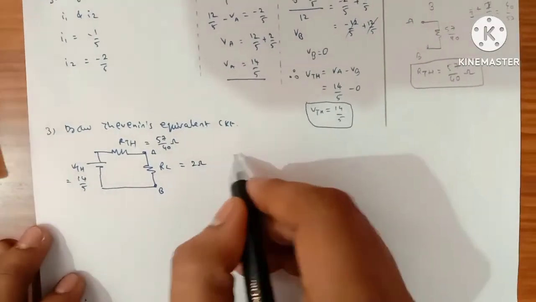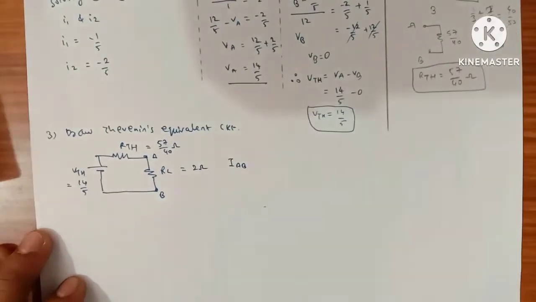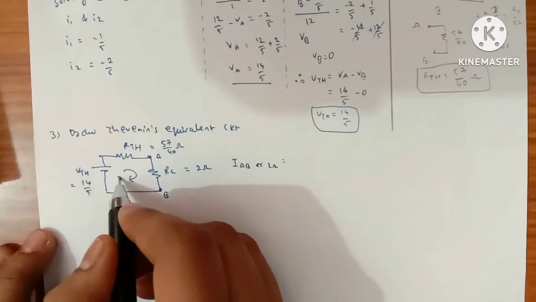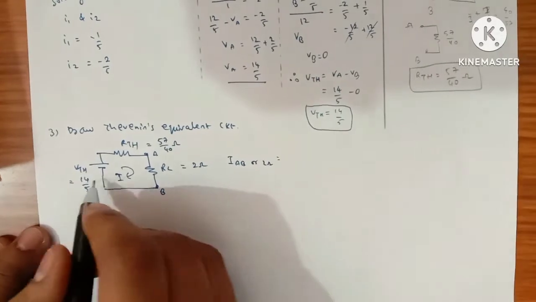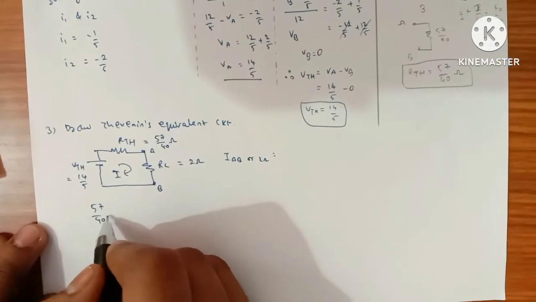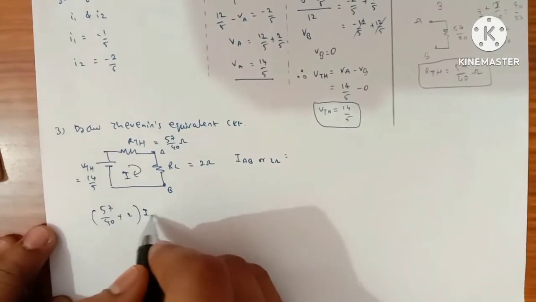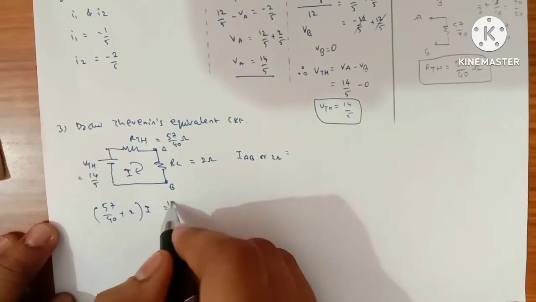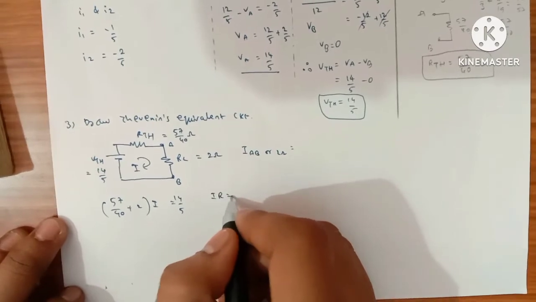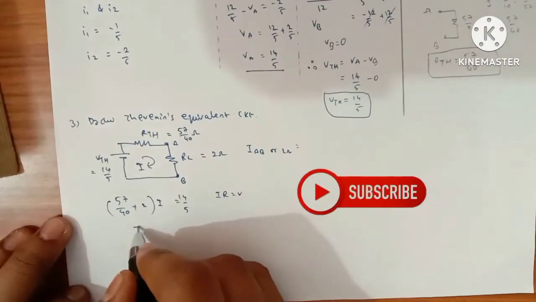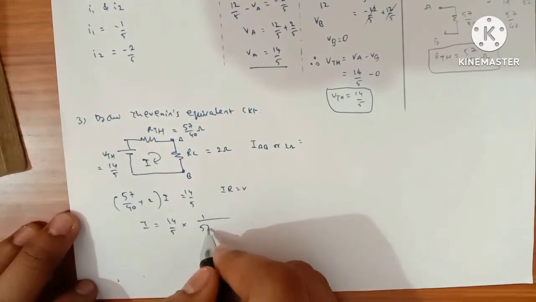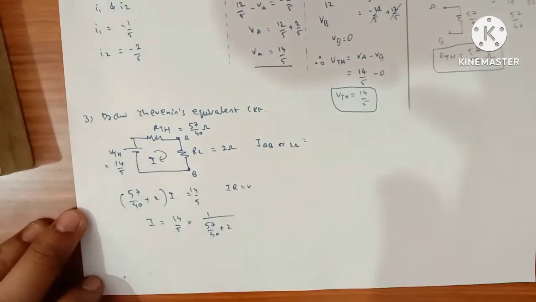So he asked to find the current through AB, or the current flowing through the 2 ohms resistor. Then what is the current flowing through the 2 ohms resistor? I am taking the loop current as I. So 57 by 40 plus 2, into I, equals 14 by 5. I write this equation in the form of IR equals V. So now I equals 14 by 5 into 1 by (57 by 40 plus 2).